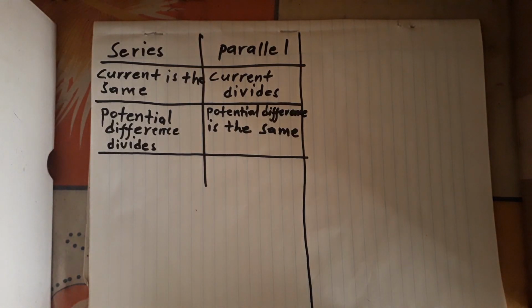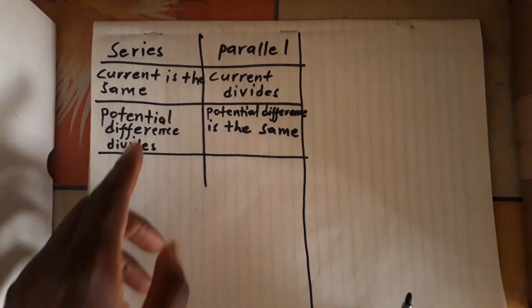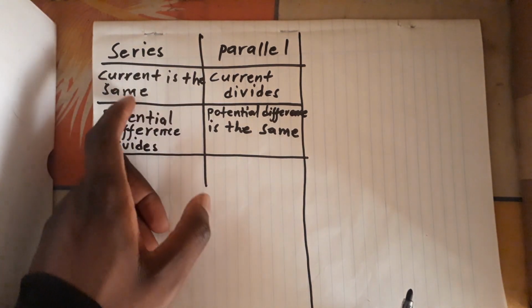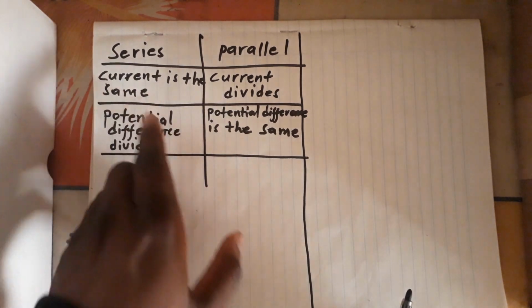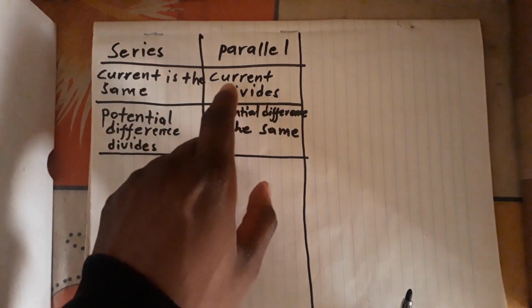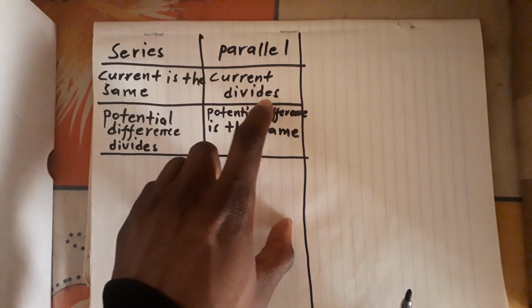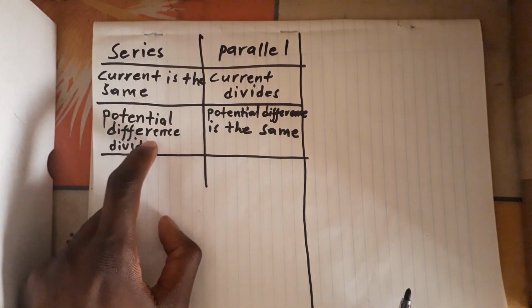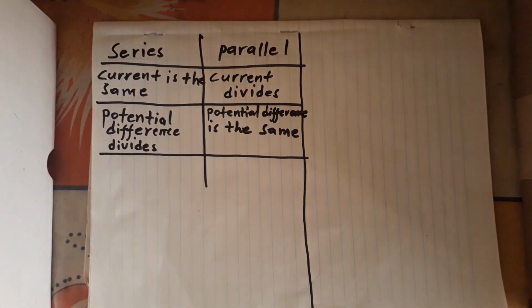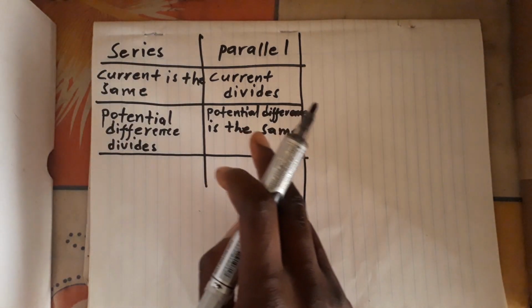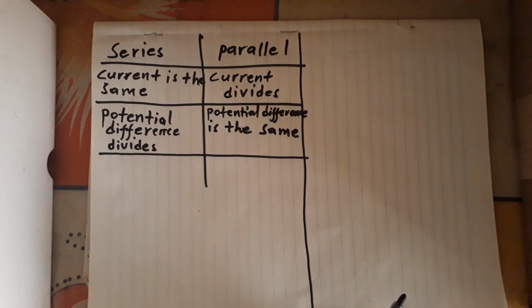We're going to start with a table that shows the difference between current and potential difference when resistors are connected in parallel and series. As you can see here, in a series connection, the current is the same, while in a parallel connection, the current divides. Potential difference divides in series, and the potential difference is the same in a parallel connection.